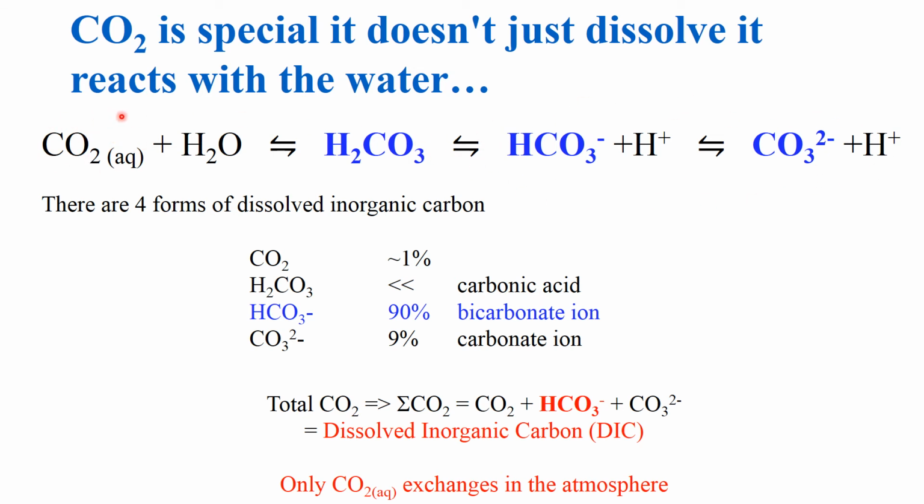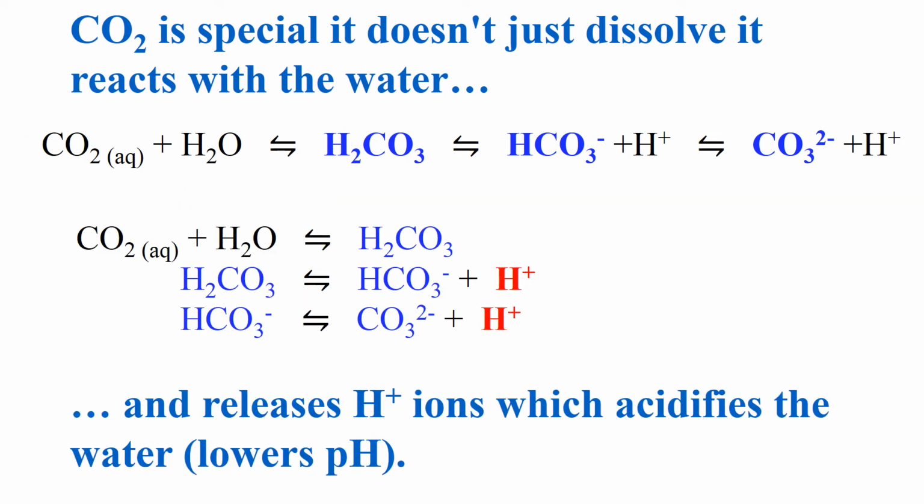So this means that most of the carbon in the ocean is locked away from the atmosphere in these ionic forms, okay, which are highly soluble, and only a very small amount, maybe 1% of the total carbon in the ocean, can actually equilibrate with the atmosphere. Okay, so this is another way of writing out these reactions.